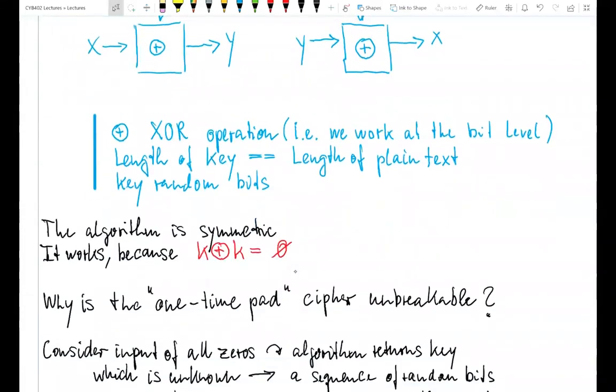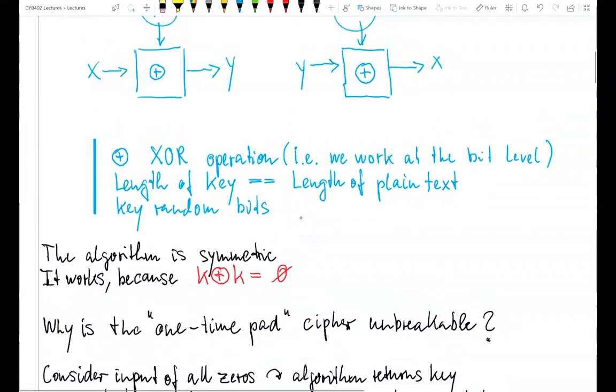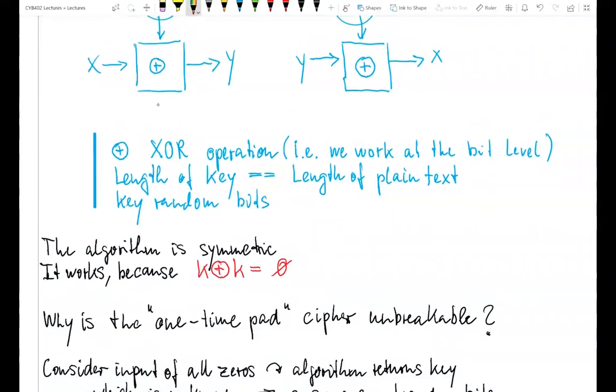Okay, so the algorithm is actually totally symmetric. When we say symmetric, what we mean is that the part of the cipher that is encryption is the very same as the decryption, which means that we apply the very same operation. And the question is, why does it work? It works because we basically XOR the key.